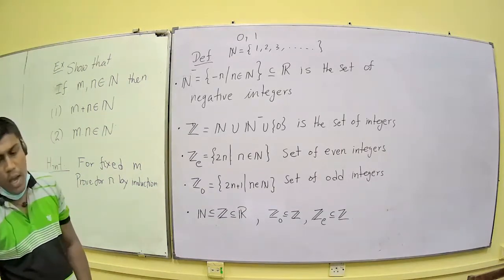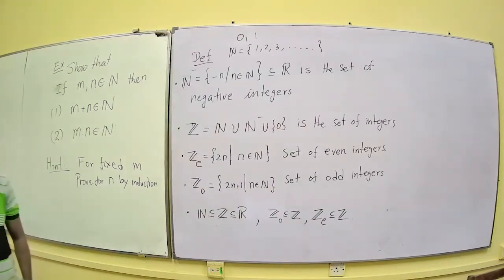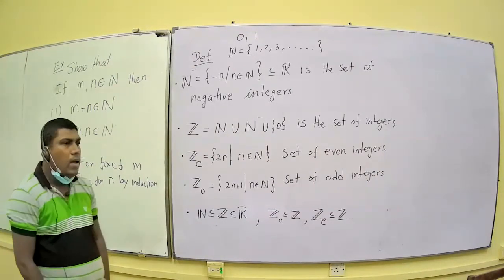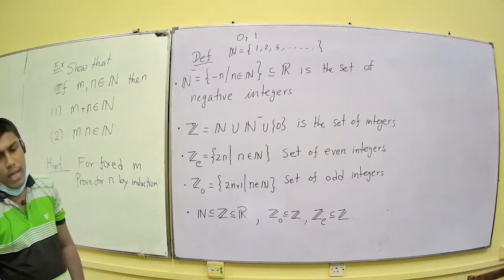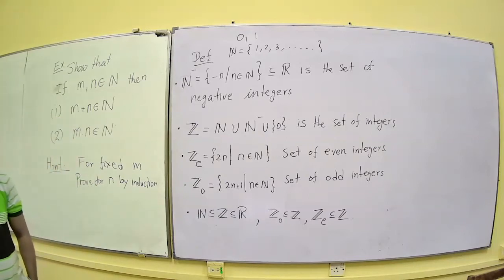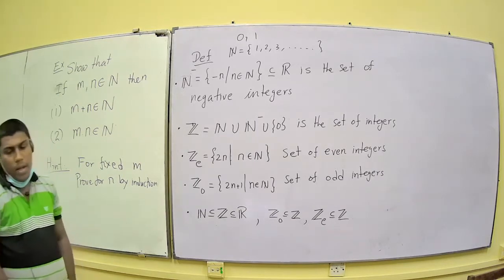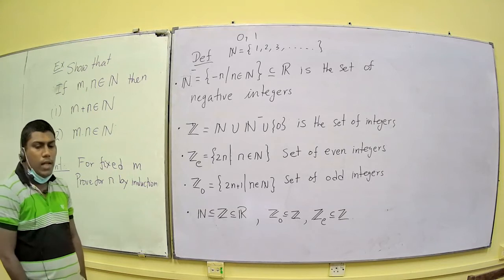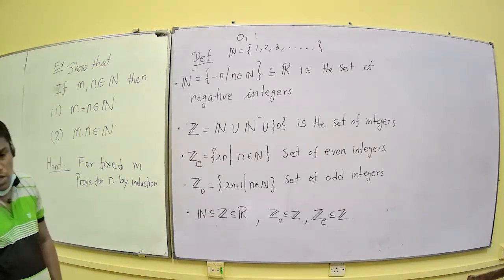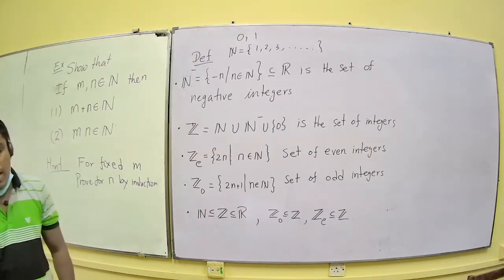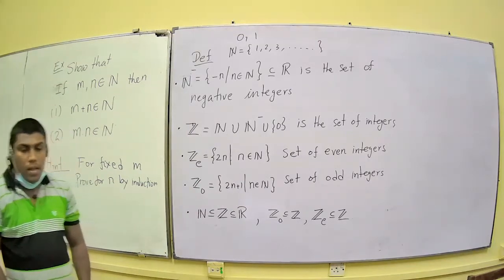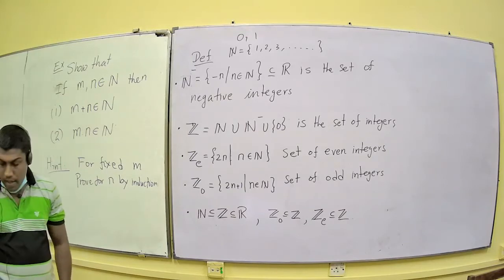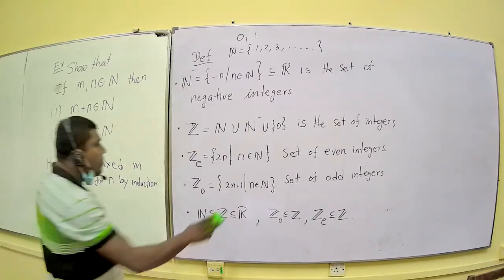Once you have integers, you have positive, negative, even integers and odd integers. 2, 4, 6, 8, 10, -2, -4, -6, -8, -10, and so on. These are even integers. They are multiples of 2. So 2, 4, 6, -2, -4. So 2 times natural numbers, 2 times 1, 2 times 2, 2 times 3, and so you have positive even integers. Sorry, I said natural numbers.